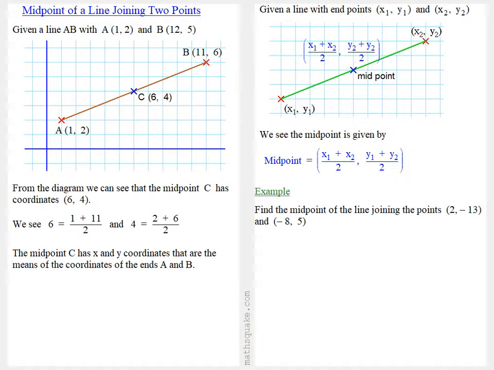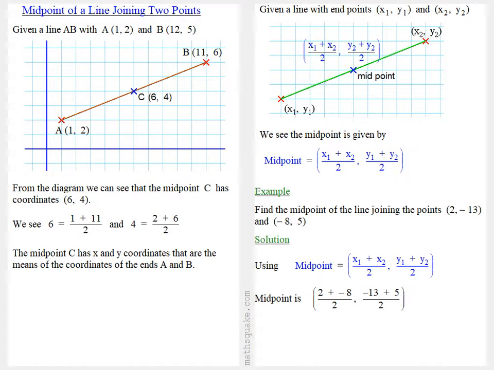So, for example, find the midpoint of the line joining the points (2, -13) and (-8, 5). To solve this, we use the midpoint formula. The midpoint is equal to x1 plus x2 over 2, y1 plus y2 over 2. So x1 is 2, x2 is minus 8, y1 is minus 13 and y2 is 5. So the midpoint is 2 plus minus 8 over 2, minus 13 plus 5 over 2, which is minus 6 over 2, minus 8 over 2, which is (-3, -4).